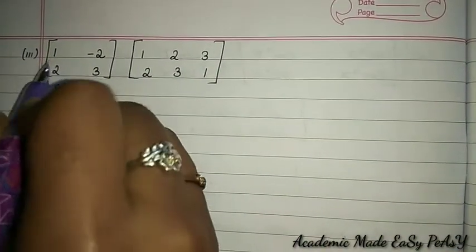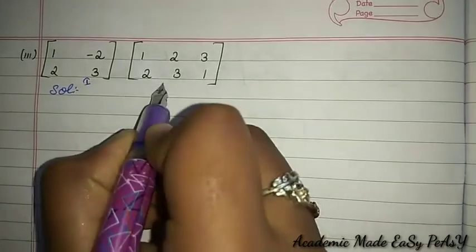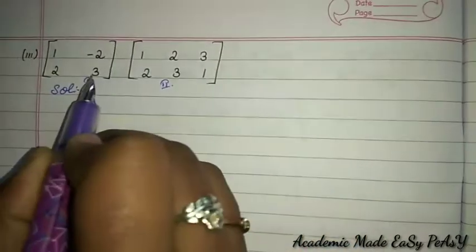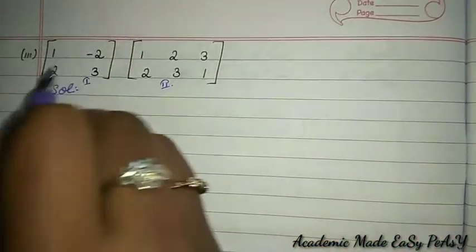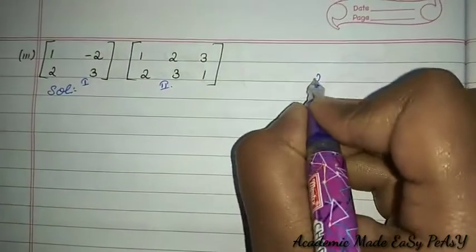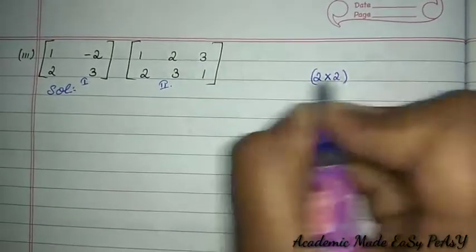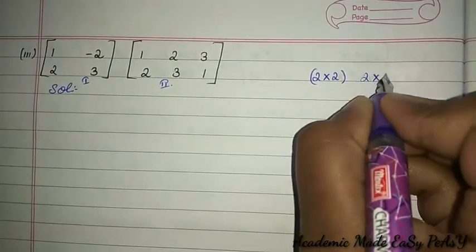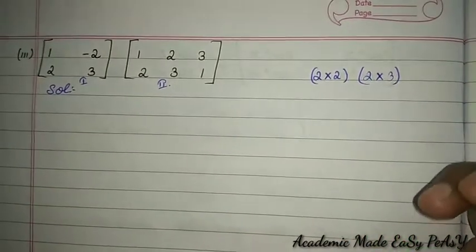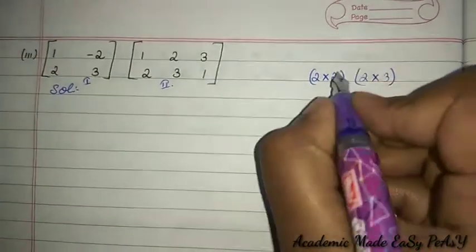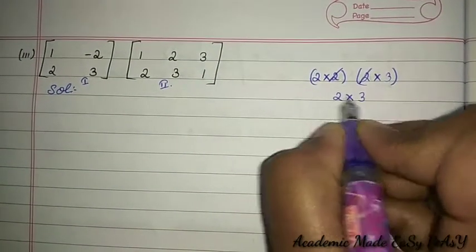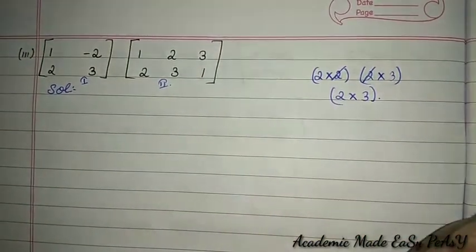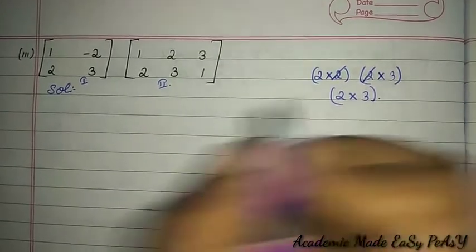Subdivision 3, I have two matrices, matrix 1 and matrix 2. Now I have to check the order of my first matrix. This is a 2 by 2 matrix, and here it is a 2 by 3 matrix. So how will I find the order of my matrix? Cancelling out these two, I will have a 2 by 3 matrix. So the final matrix will be 2 by 3.